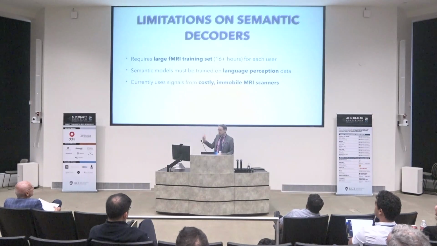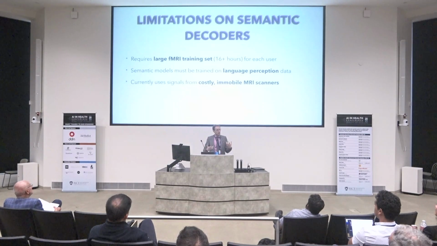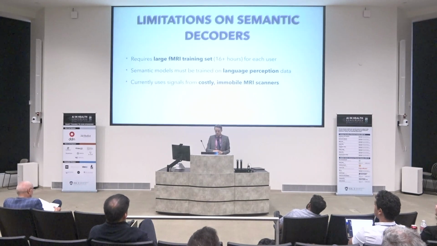These semantic models have to be trained on language perception data, right? So on people actually listening to language, which, if this is something that we maybe want to use to help people who have language impairments, as in aphasia, then maybe language perception is not going to be totally preserved, so this might be hard for patients like that. And finally, of course, this is using MRI scanners, which are not exactly practical for everyday use.